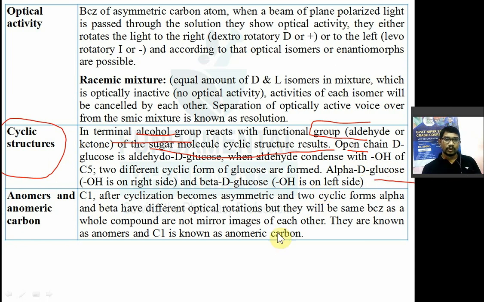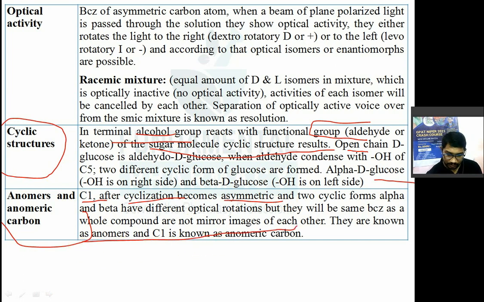So what are the anomers? Carbon number 1, after cyclization, here where the cyclic form is formed, becomes asymmetric. After cyclization it will become asymmetric, and two cyclic forms of that sugar will be there, alpha and beta. They have a different optical rotation, but they will look the same because the whole compounds are not mirror images of each other. They are known as anomers, and carbon number 1 is known as the anomeric carbon atom.